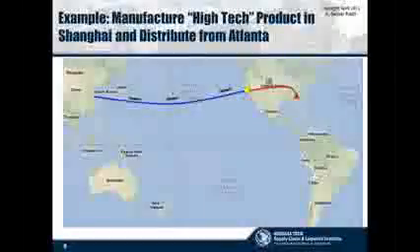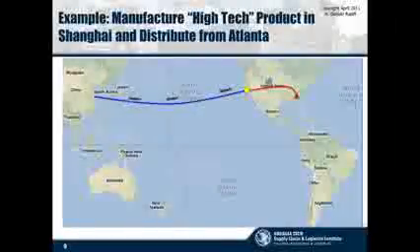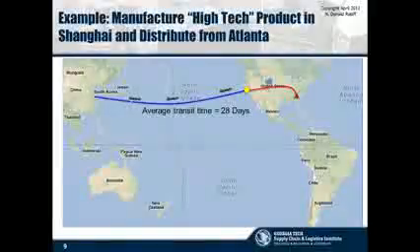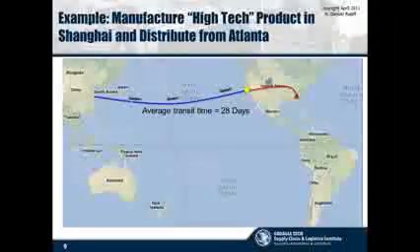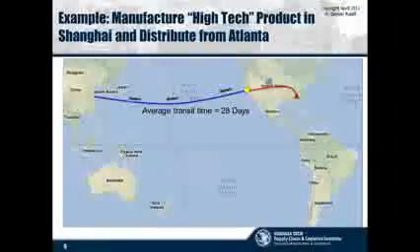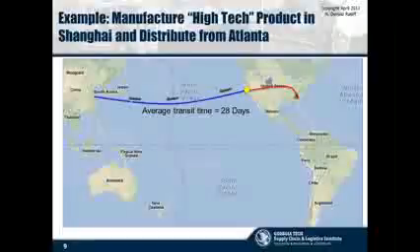If we look for a minute at this question of transportation, suppose I've got a product that's manufactured in Shanghai and distributed from Atlanta. What I might do would be to ship it in a container to Los Angeles and then take it cross-country on rail until I get it to Atlanta. If I do that, typically it'll take 25 to 35 or 40 days to get it to Atlanta. So let's say it takes 28 days.